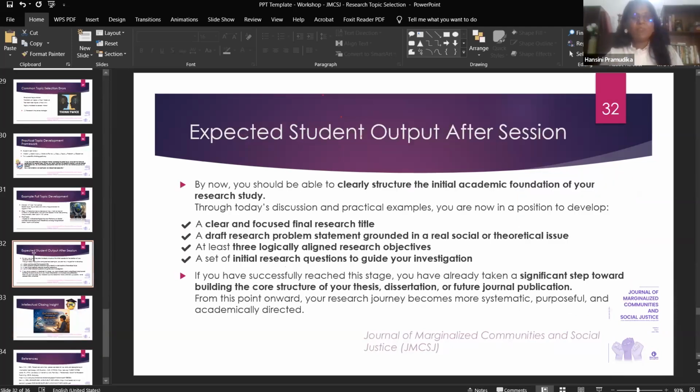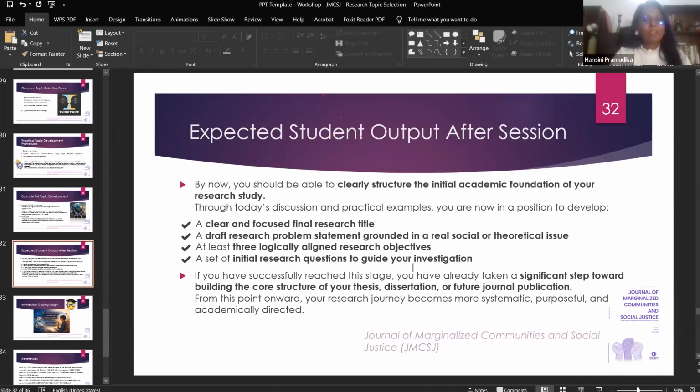And then, expected student output after the session. So this is the end of the session. By now you should be able to clearly structure the initial academic foundation of your research study, right? So with this, you have a clear and focused final research title, and a draft research problem. You have a drafted research problem statement grounded in a real social or theoretical issue, right? And then you have at least 3 logically aligned research objectives, right? And then a set of initial research questions to guide your investigation as well, right?